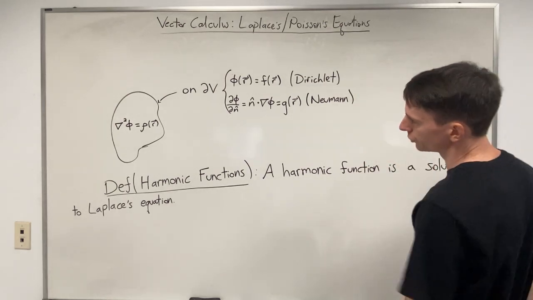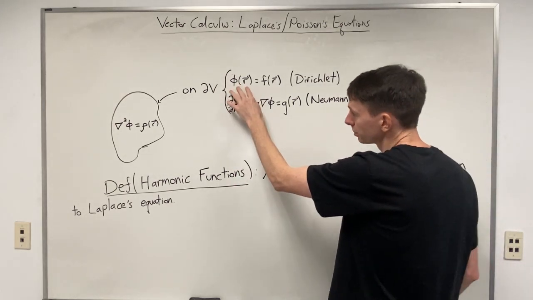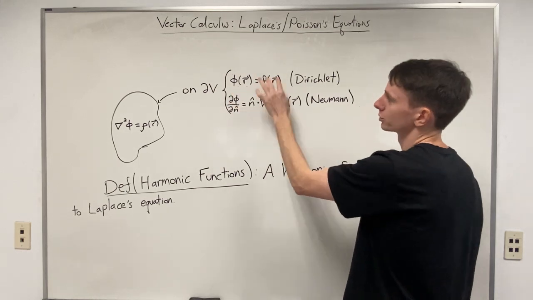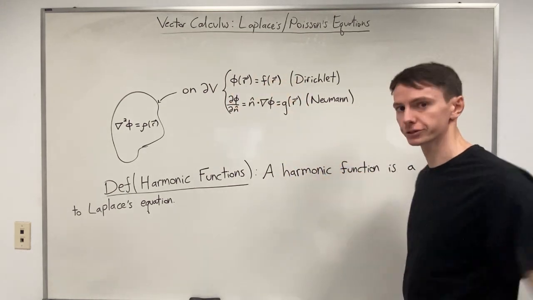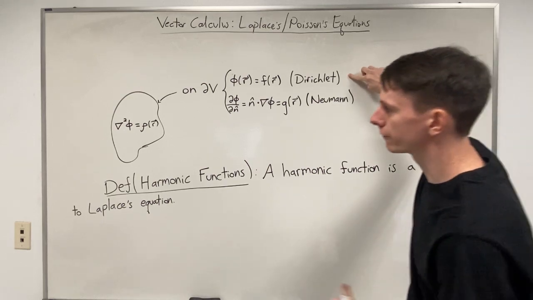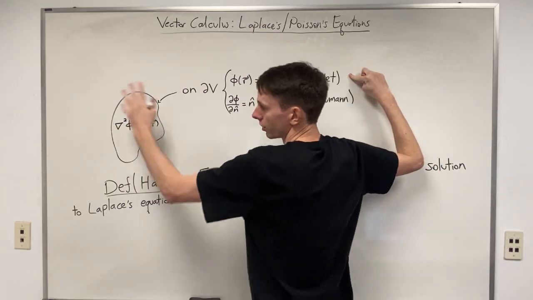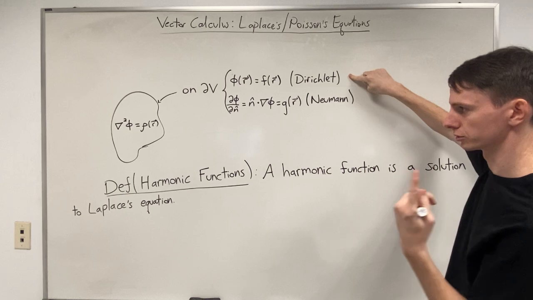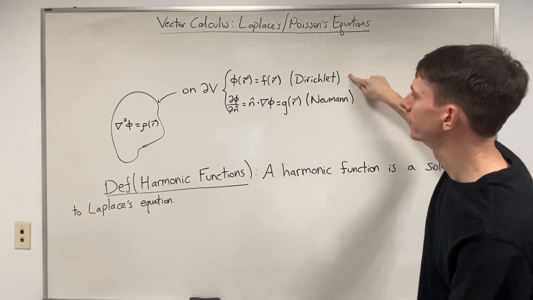One instance is if you knew the value of phi explicitly on the boundary, and it was equal to some scalar function, and we call that a Dirichlet boundary condition. In this specific case, if a solution is going to exist at all, then there's going to be one single solution. The solution is going to be unique.